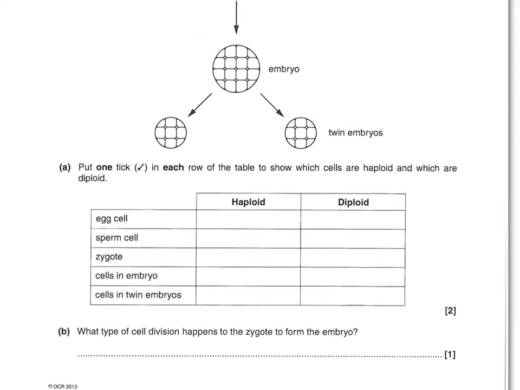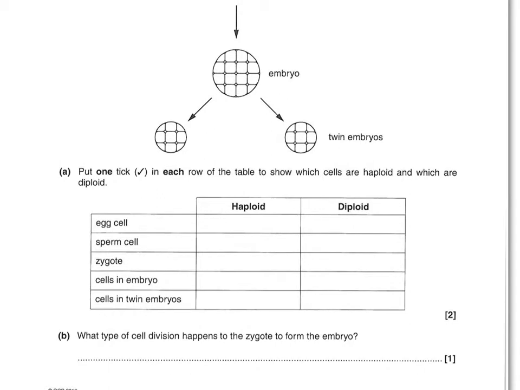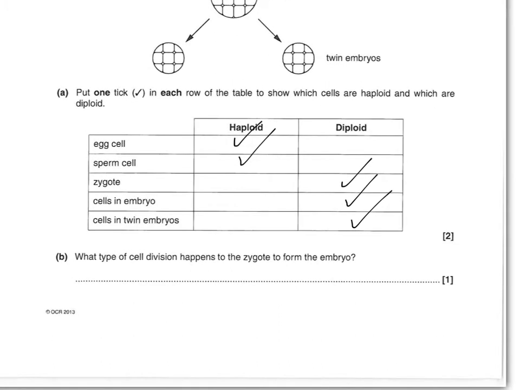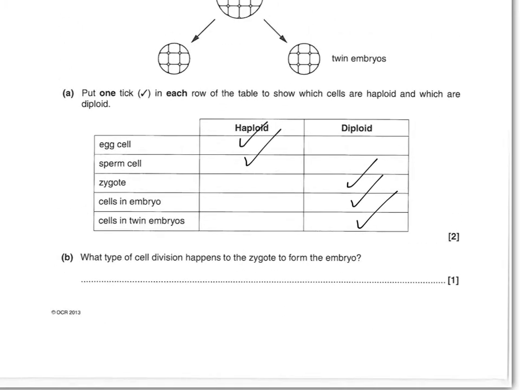Put one tick in each row of the table to show which cells are haploid and which are diploid. So the egg cell and the sperm cell are haploid, and the zygote cells and embryo cells and cells in twin embryos are the diploid. If you got all correct, that's 2 marks. If you got at least 3 of them correct, so 3 or 4, then you only get 1 mark. What type of cell division happens to the zygote to form the embryo? That is mitosis.